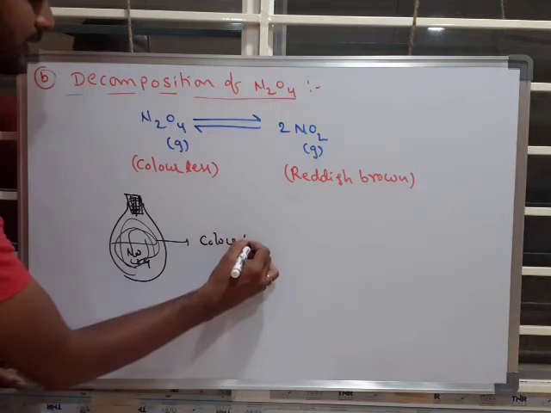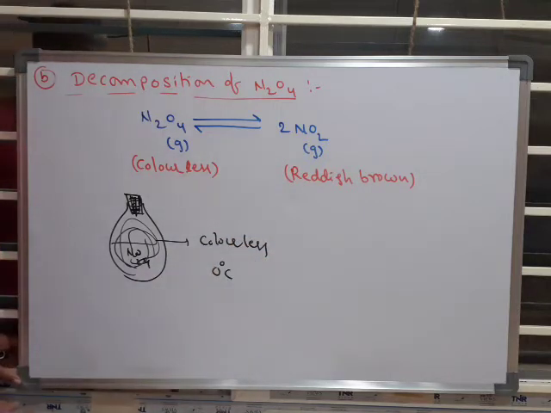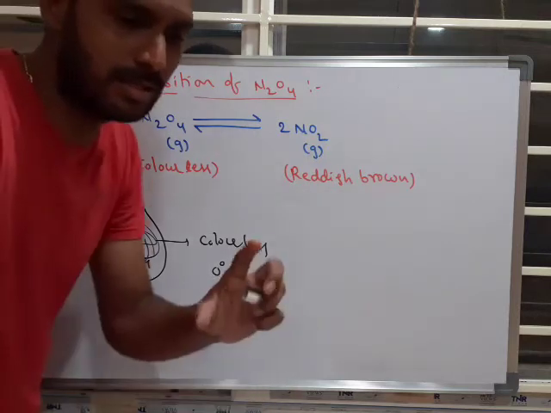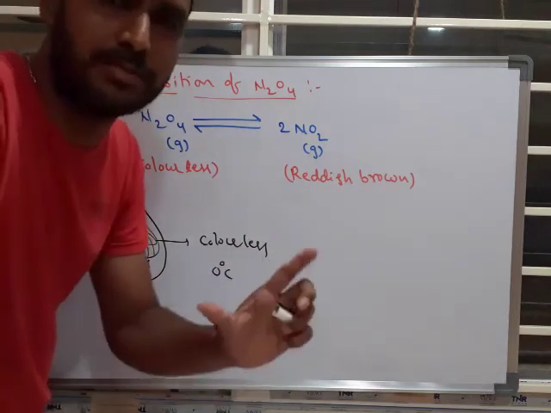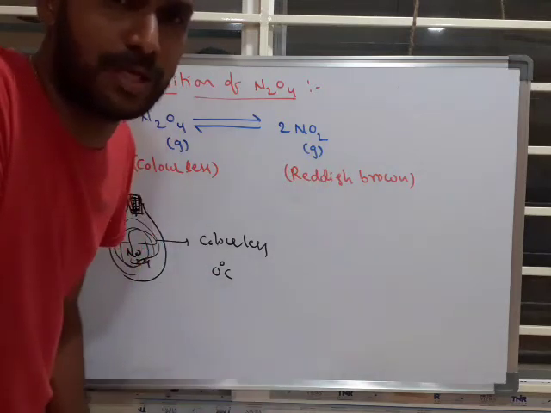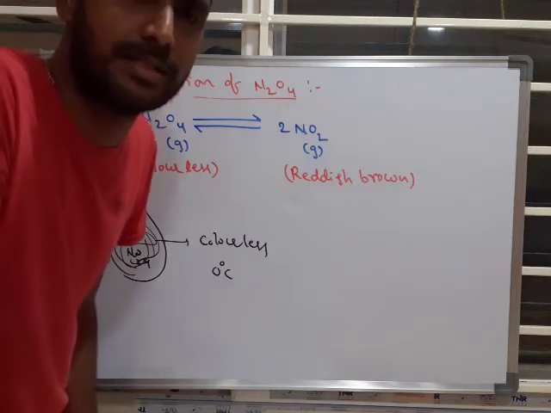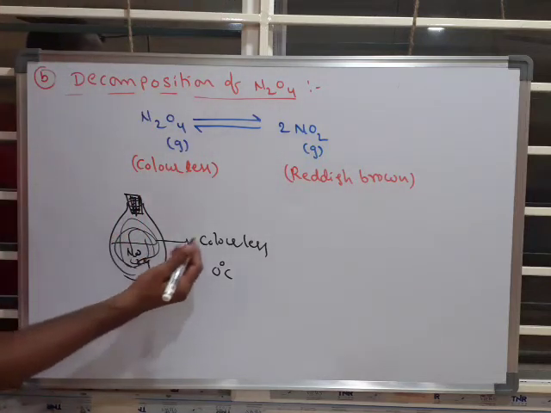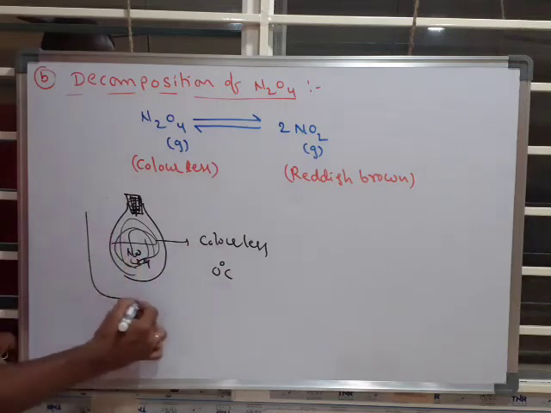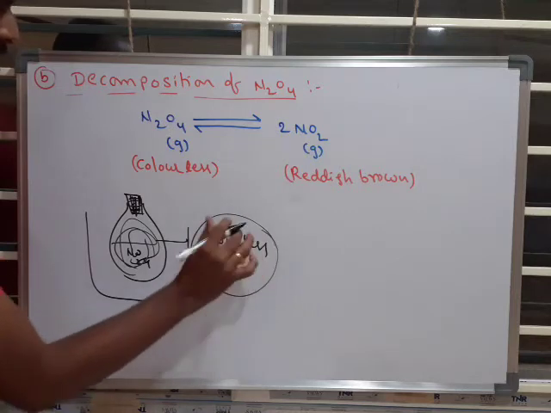So what is this gas? The gas color is colorless. It is present at 0 degrees Celsius. If we keep it at 0 degrees Celsius, we first evacuate the bulb and fill it completely with N2O4. So the gas appears colorless, nothing is visible. At 0 degrees it remains colorless, so we leave it.